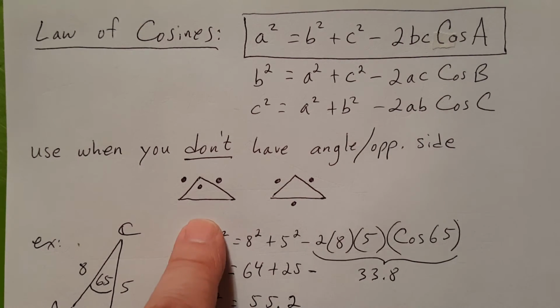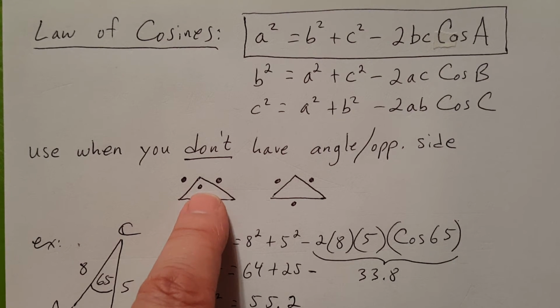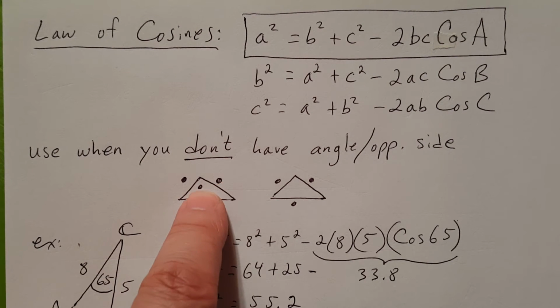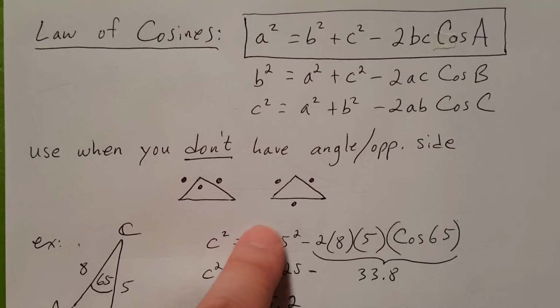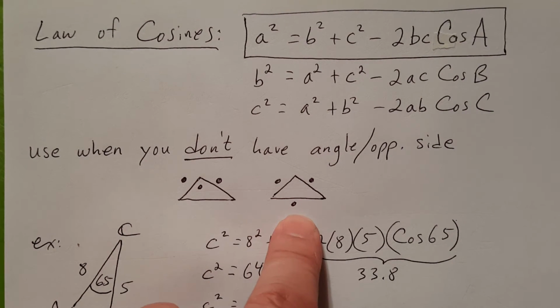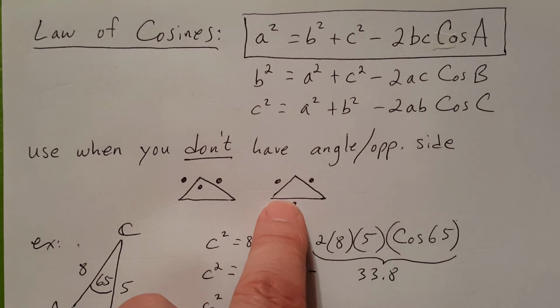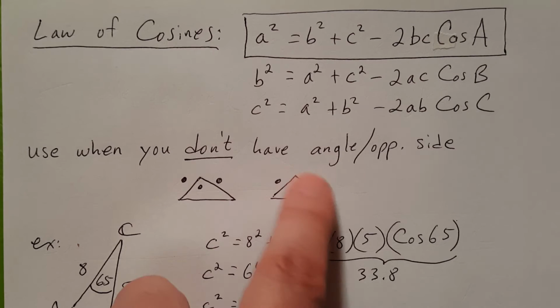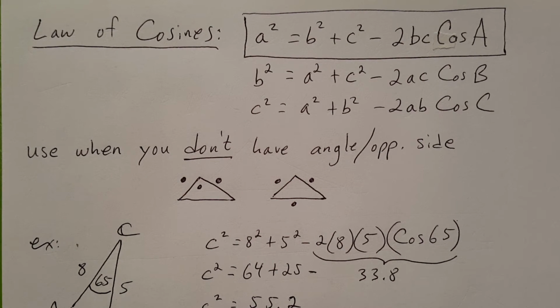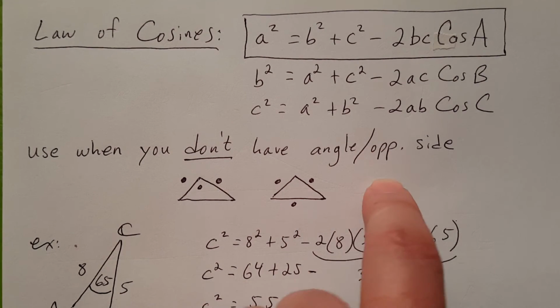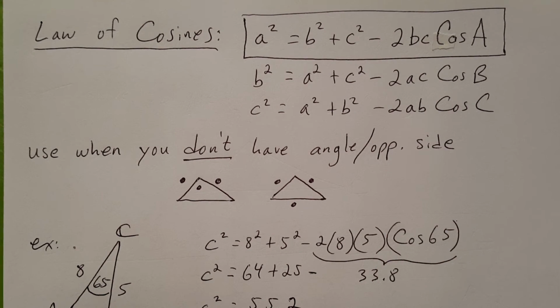Look at this situation, right? I have a side and an angle in between. I do not have an angle and an opposite side. Look carefully. Same thing here. I don't have an angle. In fact, I don't have any angles. I have 3 sides. Okay? So when you don't have an angle and opposite side and you can't use the law of sines, then you're forced to use the law of cosines.